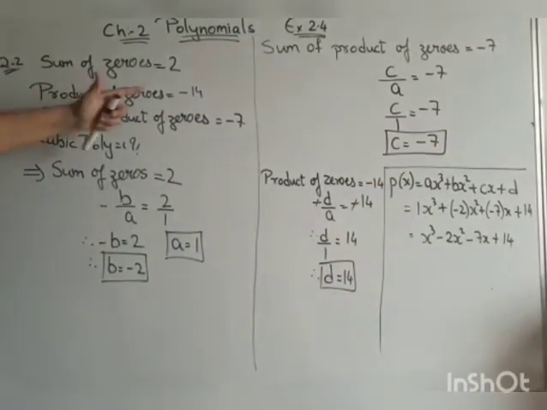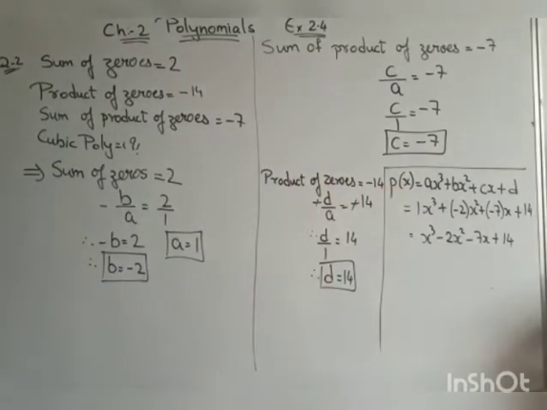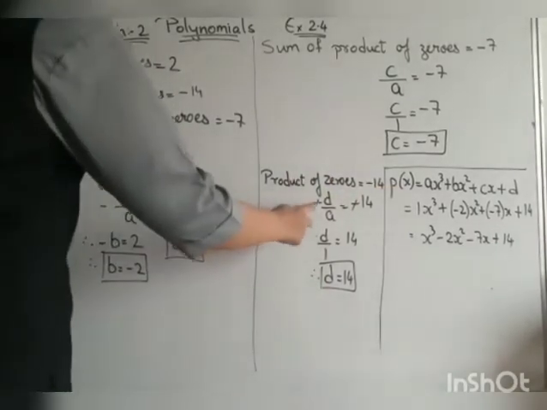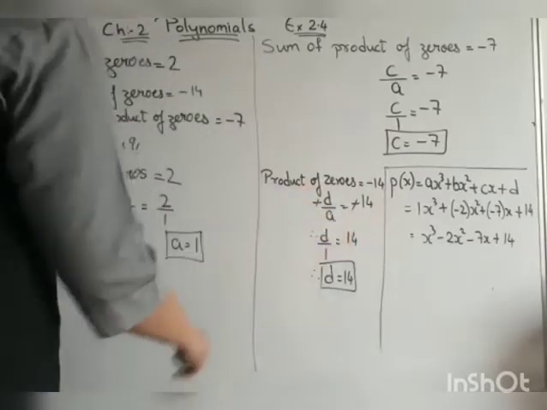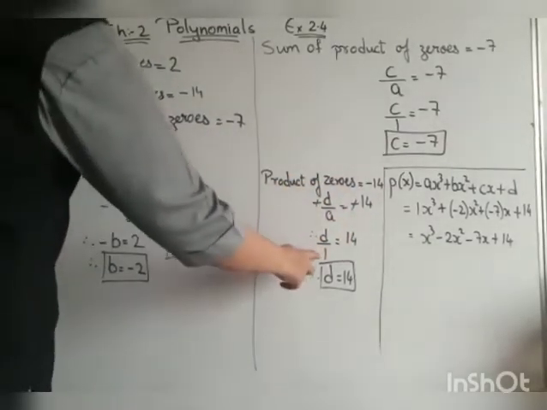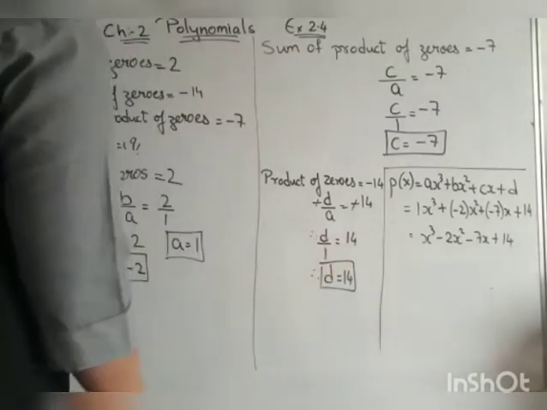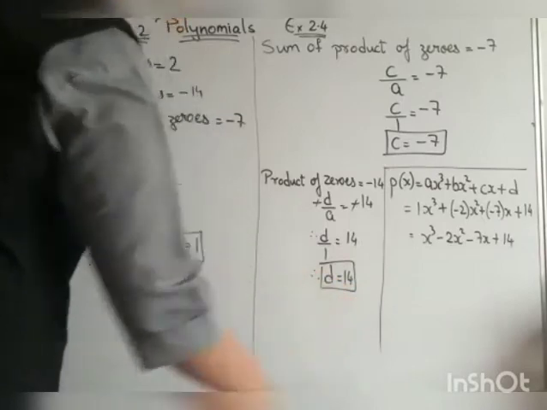Next is the product of zeros. Product of zeros is equal to minus 14. The formula for product of zeros is minus d upon a is equal to minus 14. Minus minus cancel, d as it is. A is 1 as we have got in the first step. So d upon 1 is equal to 14. Therefore, d is equal to 14.